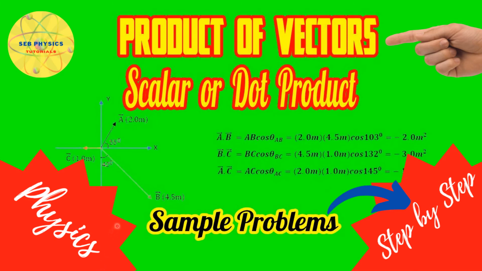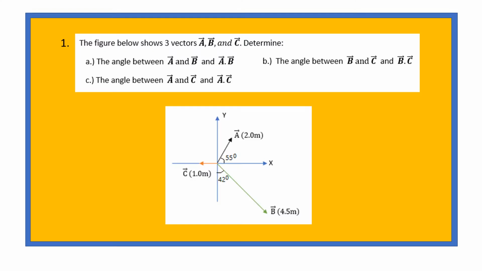In this video, I'm going to solve problems about the scalar product or dot product of two vectors. Number 1. We have here three vectors, A, B, and C.